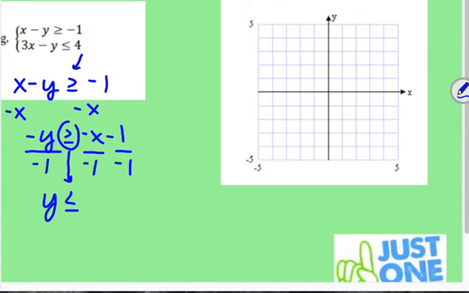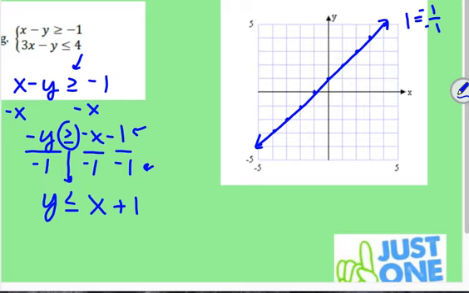y is less than or equal to, well, negative divided by negative is a positive 1x, and a negative right here divided by a negative is plus 1. So there it is, in slope-intercept form. Y-intercept is 1. Slope is 1, which is equal to 1 over 1. So up 1 over 1. Or I could say negative divided by negative is also positive 1, so down 1, back 1. And this is a solid line.